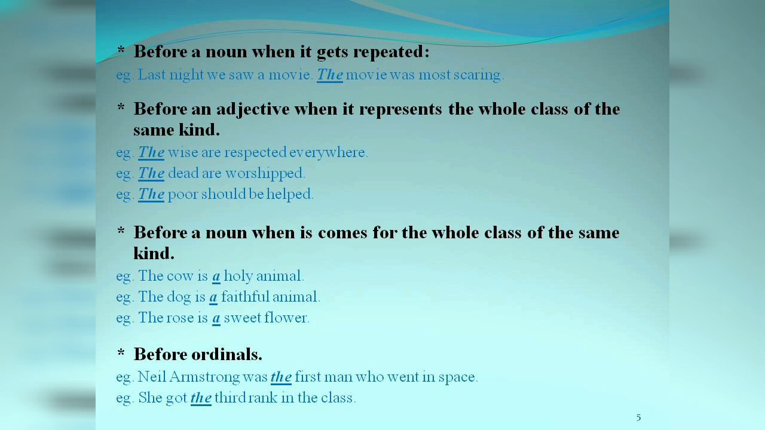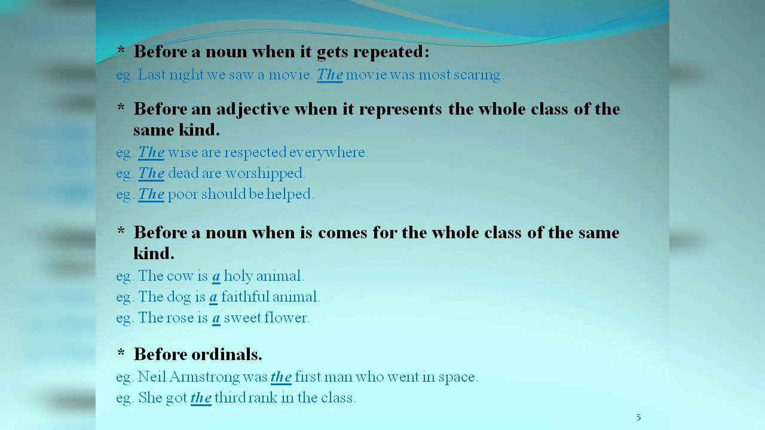Okay. Next sentence: the dead are worshipped. Here, the dead refers to the dead people. The poor should be helped. The poor similarly refers to the poor people.